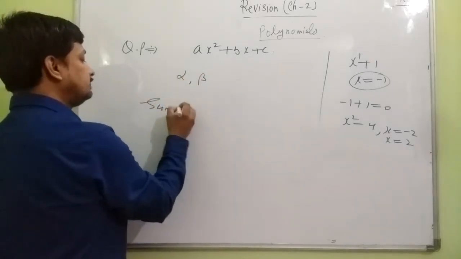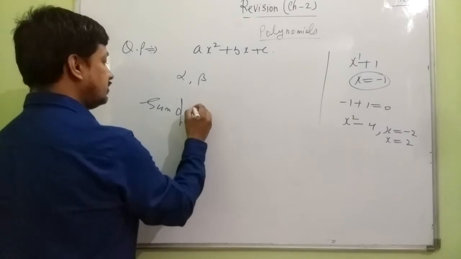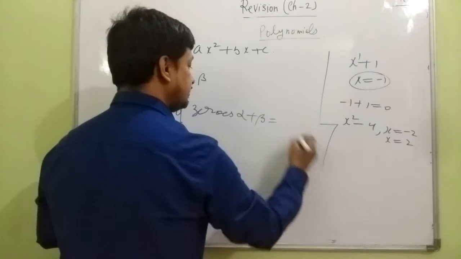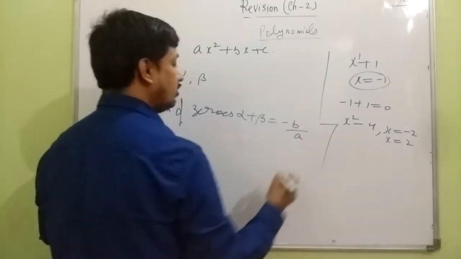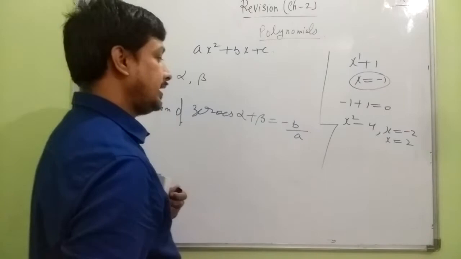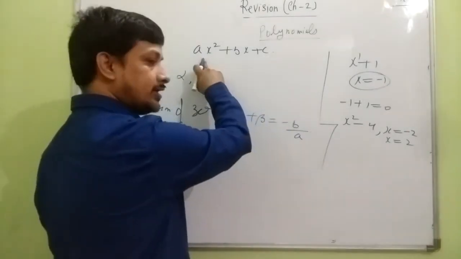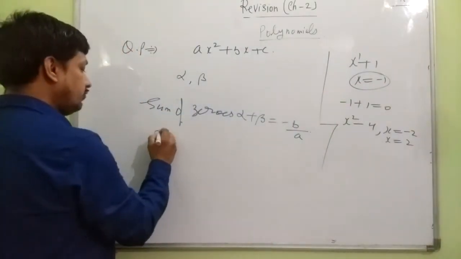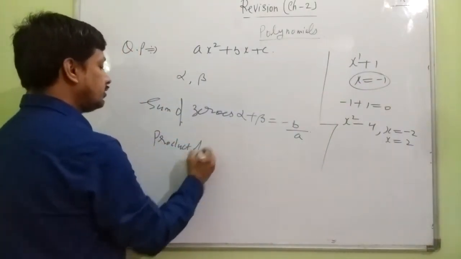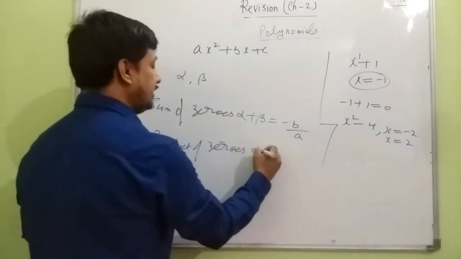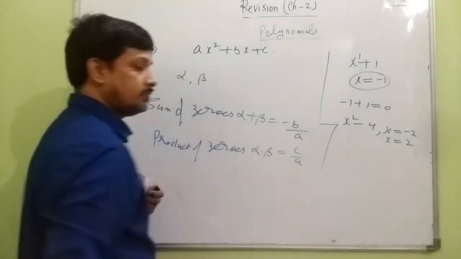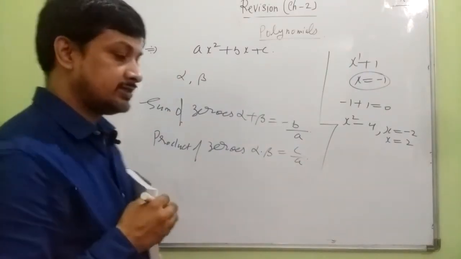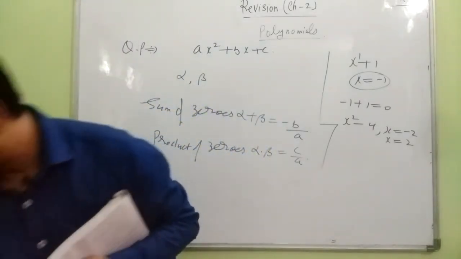First of all, you have to learn the formula for the sum of zeros, that is alpha plus beta. It will always be equal to minus b upon a. So what are a, b and c? a is the coefficient of x square, b is the coefficient of x, and c is the constant term. Similarly, for the product of zeros, alpha into beta equals c upon a. So you have to solve like this. Let us take some examples for this.